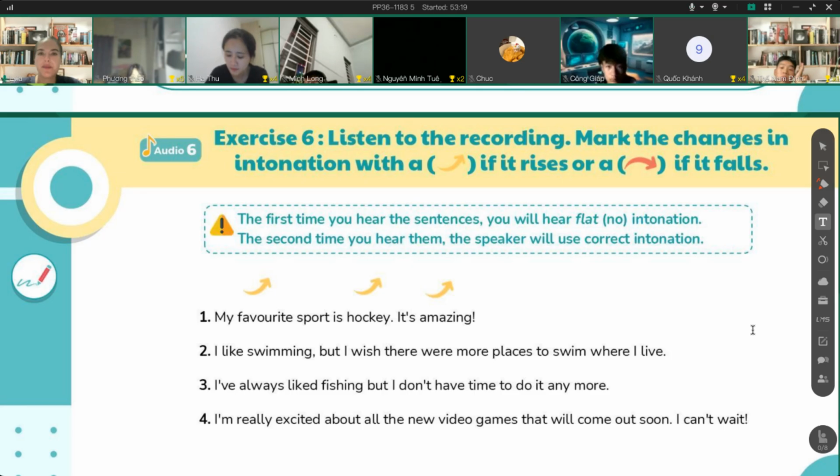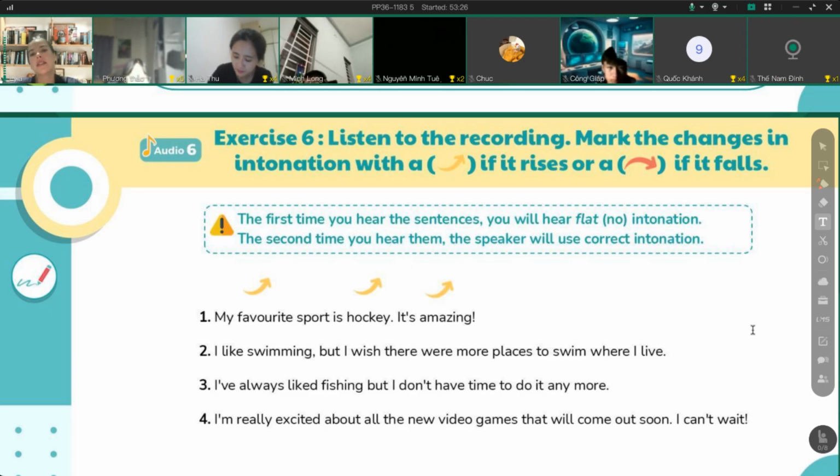Exercise 6. Listen to the recording. Mark the changes in intonation with that mark and the rises with the upwards arrow if it falls. My favorite sport is hockey. It's amazing. Okay, that all feels upwards. Let's have a look at the block over there.